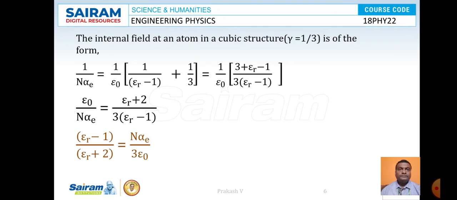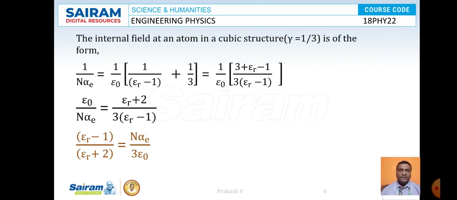Further, the internal field at an atom in a cubic structure, here mu is equal to 1 by 3. Then the equation takes the form 1 by N alpha E is equal to 1 by epsilon 0 into 1 by epsilon r minus 1 plus 1 by 3, or it is equal to 1 by epsilon 0 into 3 plus epsilon r minus 1 by 3 into epsilon r minus 1. On further simplification, we will get epsilon 0 by N alpha E is equal to epsilon r plus 2 by 3 into epsilon r minus 1.